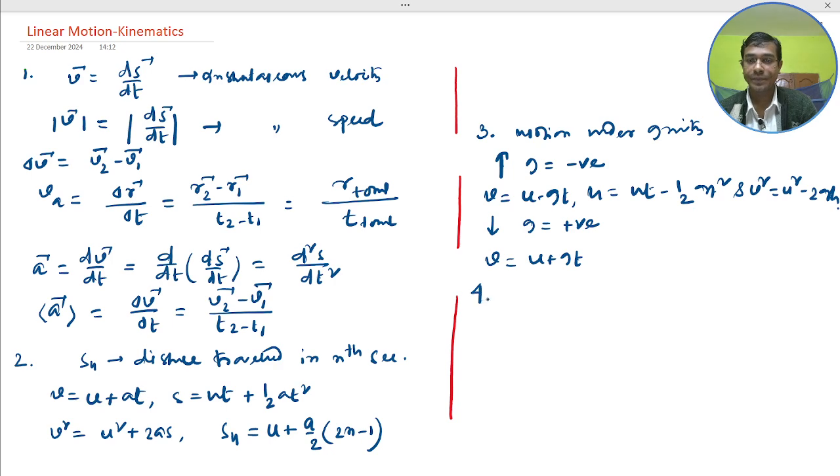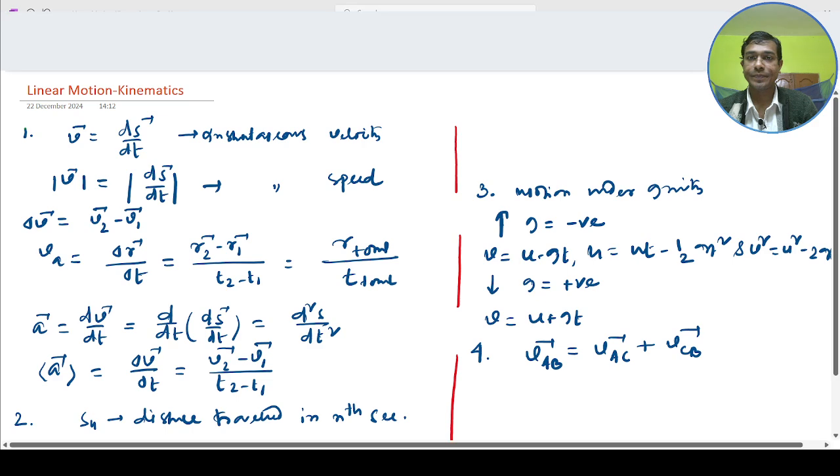Now the fourth one is relative velocity. Basically vab is equal to vac plus vcb, where vab is the velocity of a with respect to b, vac means the velocity of a with respect to c, and vcb is the velocity of c with respect to b.